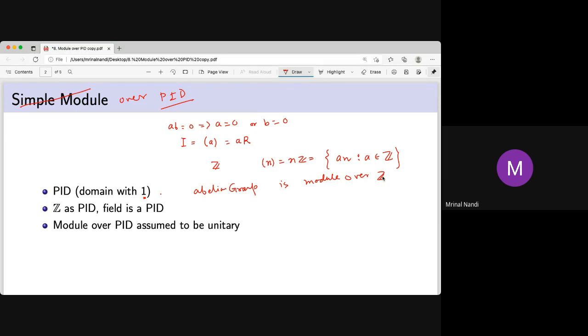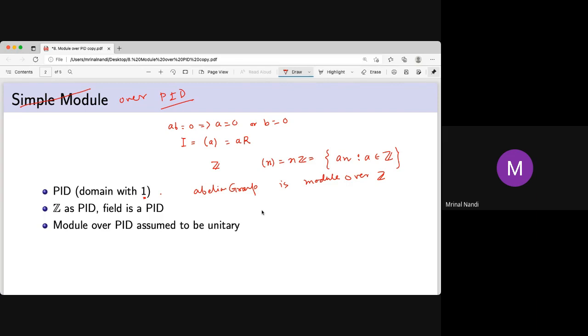And a field is a PID. We know that any field is a PID, because there are only two ideals in a field, 0 and the whole thing. And since a field is a PID, a module over that PID means the field is a vector space. So basically there is a generalization of this idea that an abelian group is a module over Z, and we restricted our vector space concept to a smaller domain. We take something between abelian group and vector space, which is a nice structure.